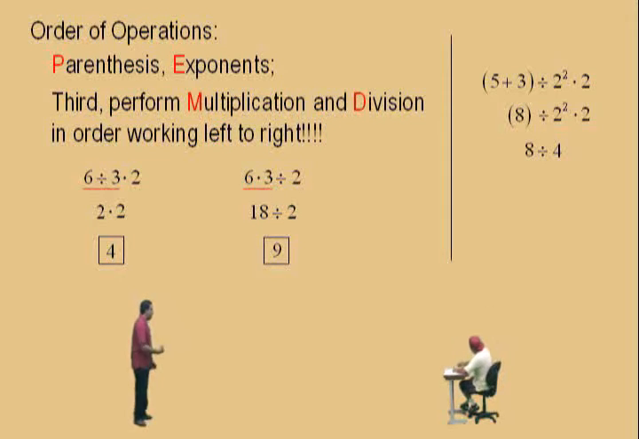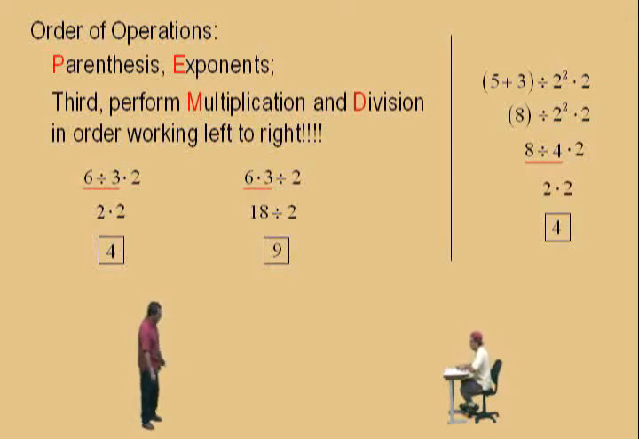8 divided by 4 times 2. Now, division and multiplication, Charlie, we do them at the same time, working left to right. So we have to do the division first. 8 divided by 4 is 2. 2 times 2 is 4. And that is our answer there. Very nice there, Charlie. Okay, let's go to our last one now.